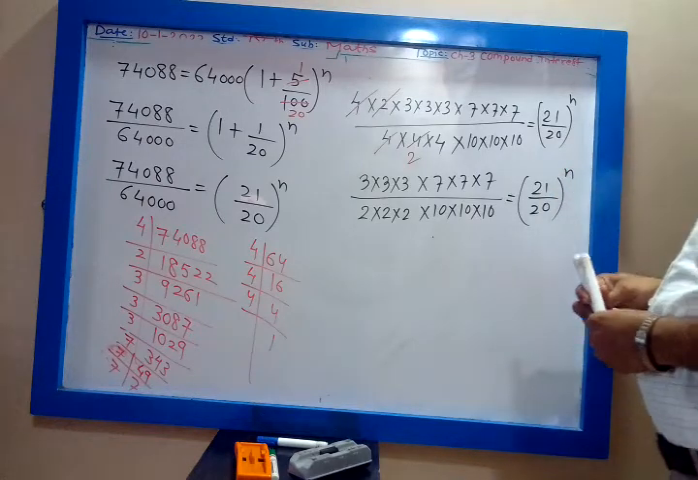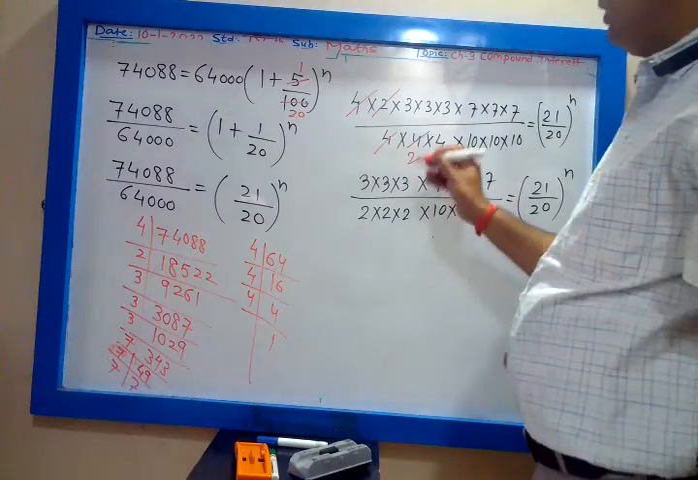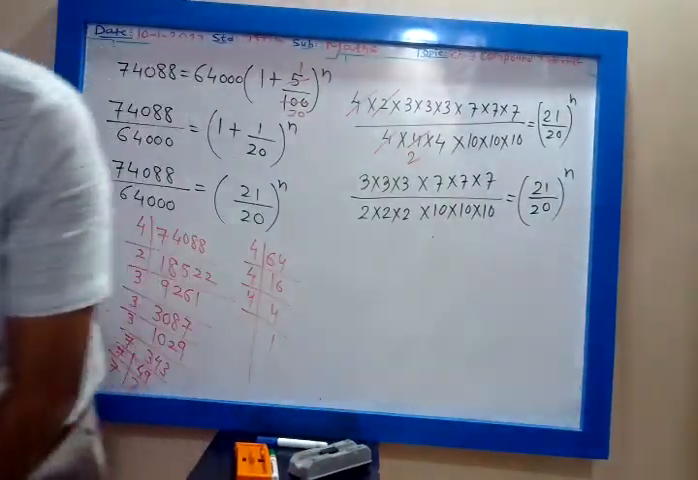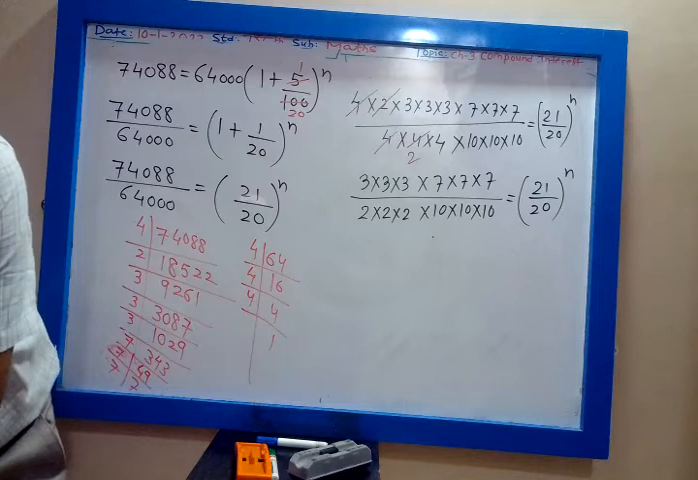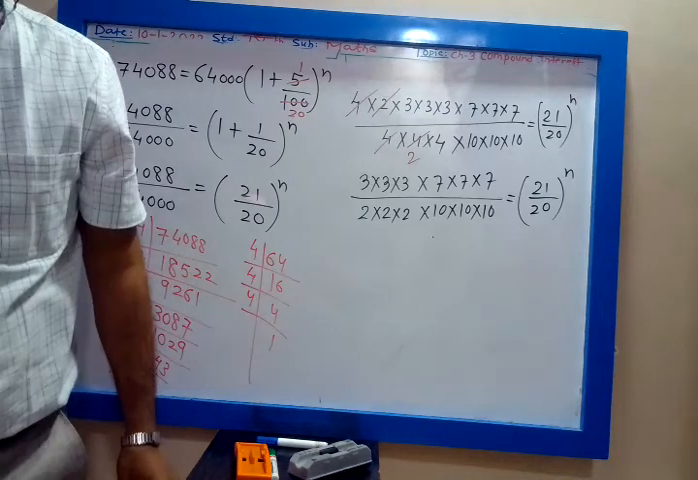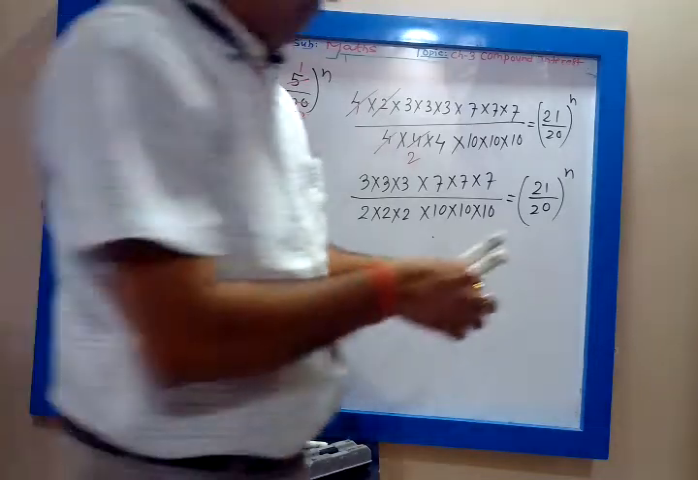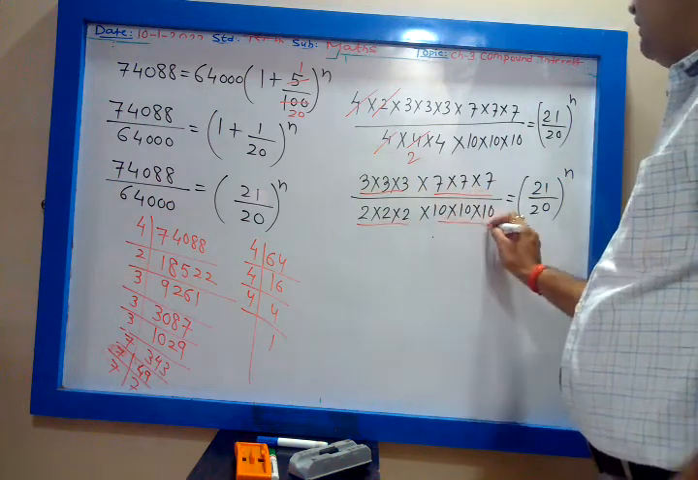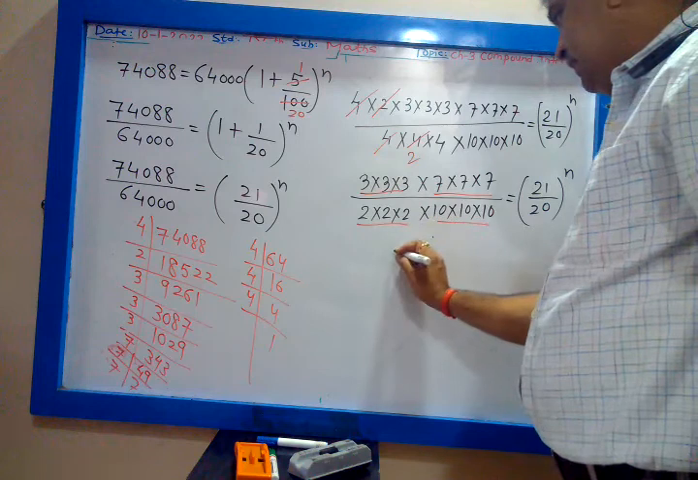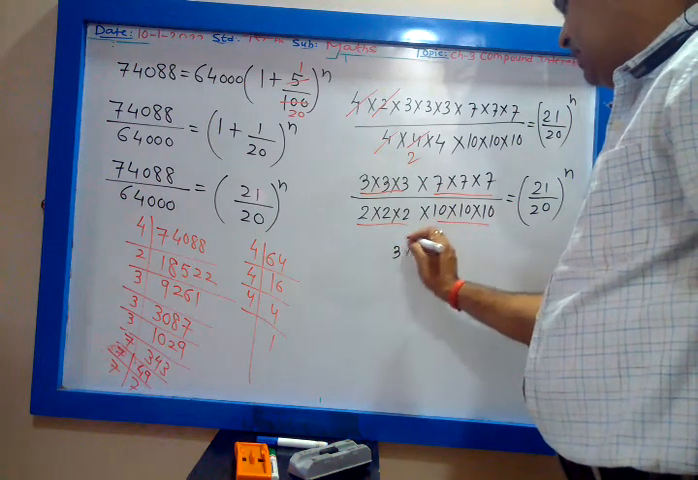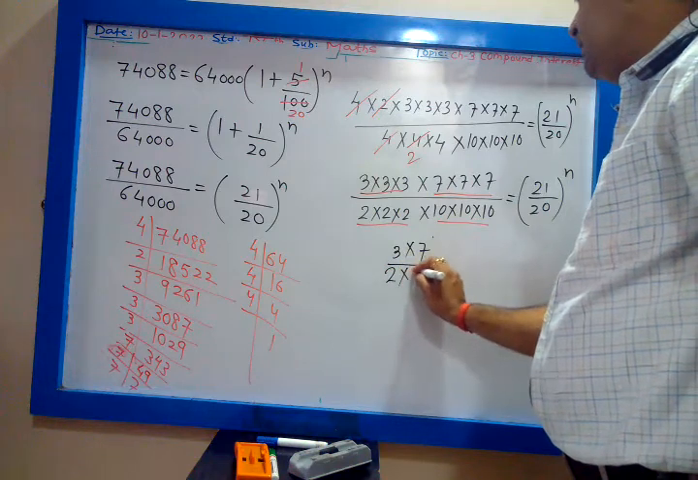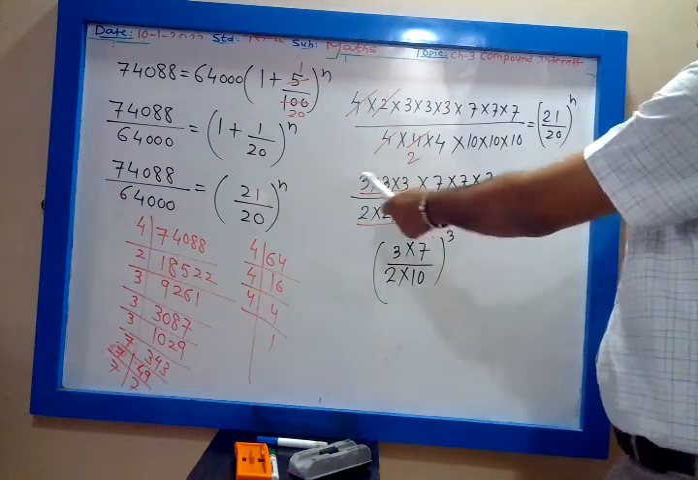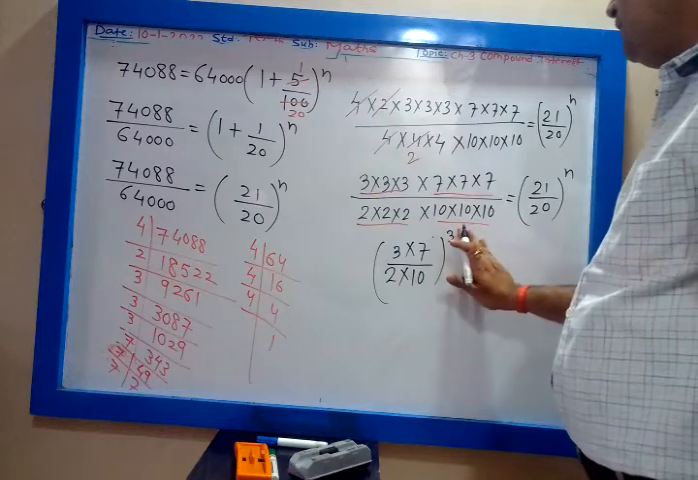Okay. So now if you take cube root, so whenever we take square root, we take 2 number 1s. Whenever we take cube root, we take 3 number 1s. Okay. So this is 3, 3, 7, 3, 3. So this I can write 3 into 7 upon 2 into 10 whole raised to 3, na? Whole raised to 3. Because we are taking 3 numbers, no? Yes, yeah, understood.